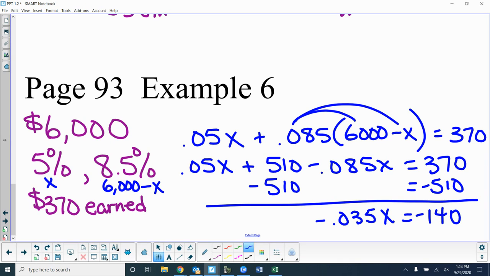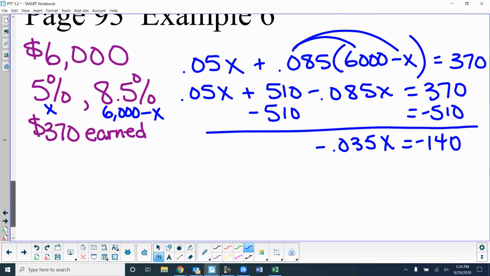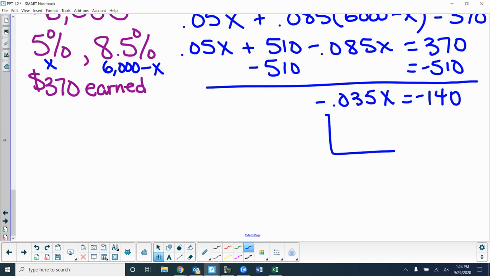Okay? Now, when I start seeing negatives in a problem like this, remember, what am I looking for here? I'm looking for an amount of what? How much was invested at each one? That's an amount of money. Will I want negative answers? No. So if I get a negative answer, I should say to myself, I did something wrong, right? But what happens when I divide a negative by a negative? We'll get a positive, so we'll be okay.